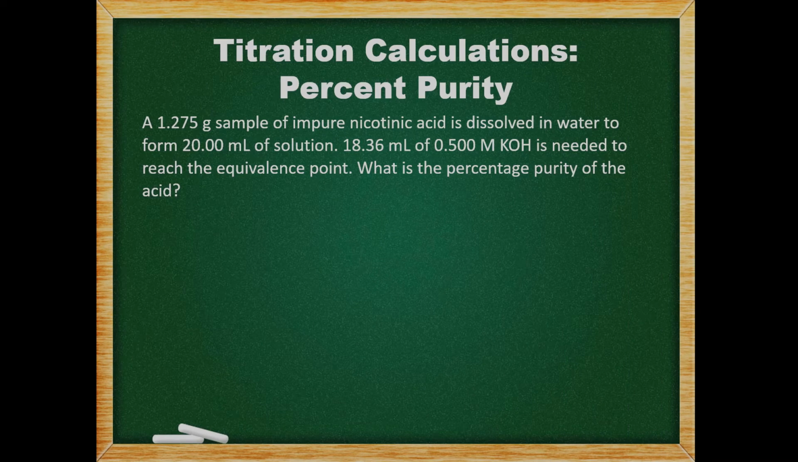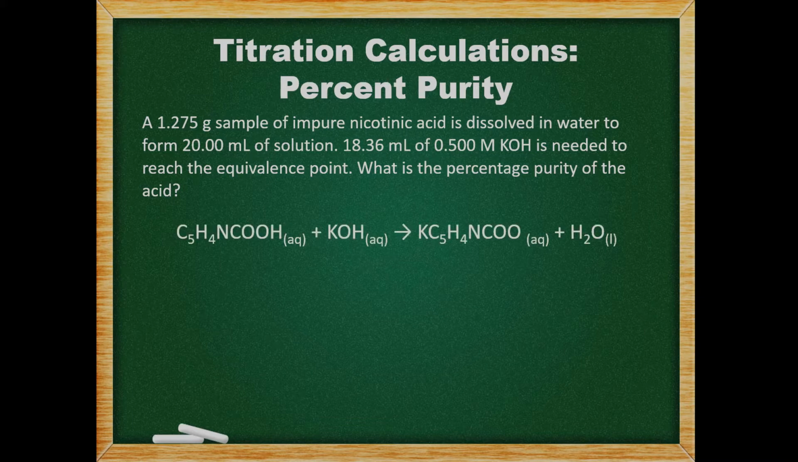The final example we will do is a percent purity calculation. 1.275 grams of impure nicotinic acid is dissolved in water to form 20 ml of solution. 18.36 ml of 0.5 molar potassium hydroxide is needed to reach the equivalence point. We need to find the percentage purity of the sample.